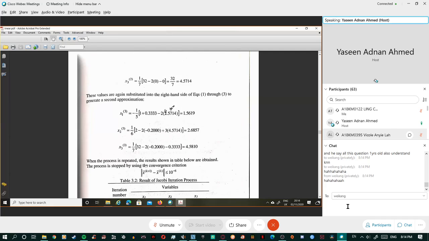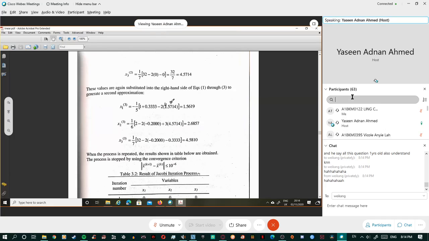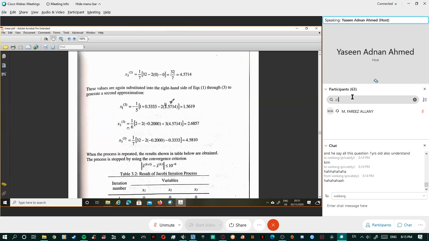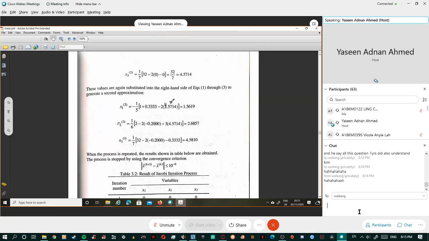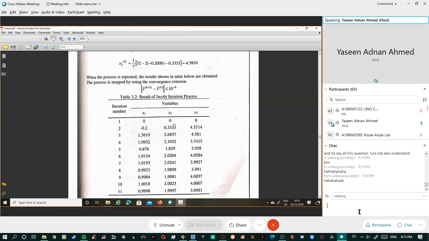So you will repeat the same thing, okay? For the third iteration, we use the same equations, but we put the values of x1, x2, x3 from the previous iteration. It means if you are doing iteration number 3, you need to put the values of x1, x2, and x3 from iteration number 2. In this case, x1 is minus 0.2, x2 is 0.33, and x3 is 4.57 something. If you put those values, you will get the new set of x1, x2, and x3 for the third iteration. Okay, so that's how we repeat. Iteration number 1 is 0, 0, 0, then 2, 3, 4.